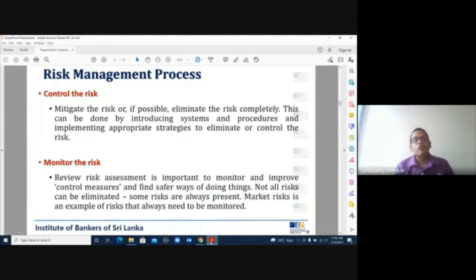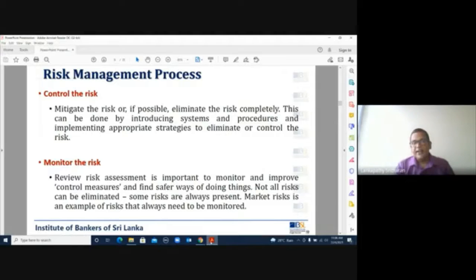And then control, of course, as I have explained to you all. To eliminate the risk, they have to mitigate the risk factors and diversify the portfolio, and then monitor the risk. Monitoring means that when things change, they have to change the control measures. So these 4 steps are involved in the risk management process.